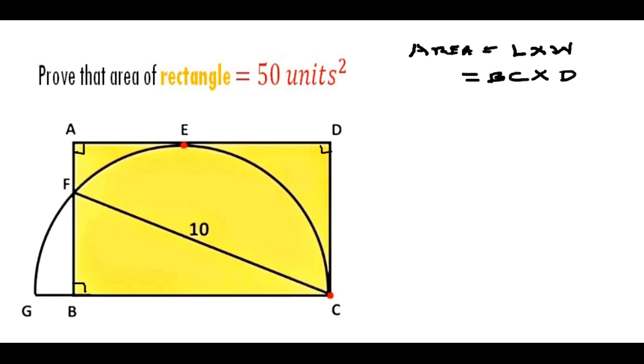DC. Now if you look at this side DC, the side DC is the radius of the semicircle. So side DC is the radius, so we've already found DC is R. All we need to get is BC. How do we get BC?